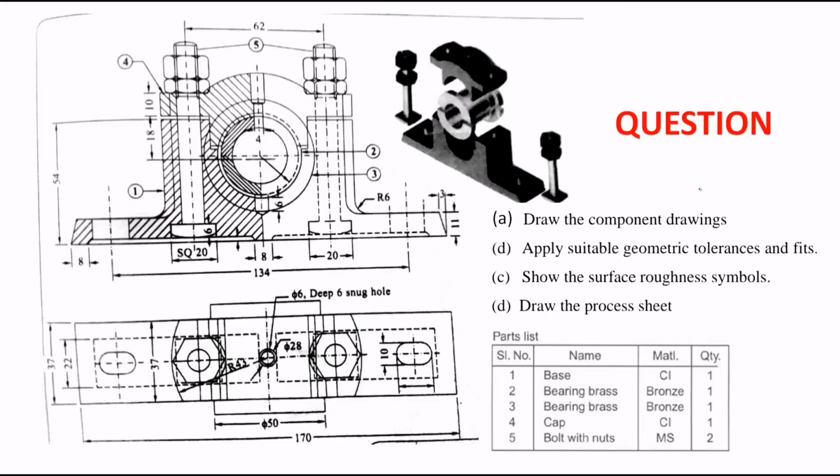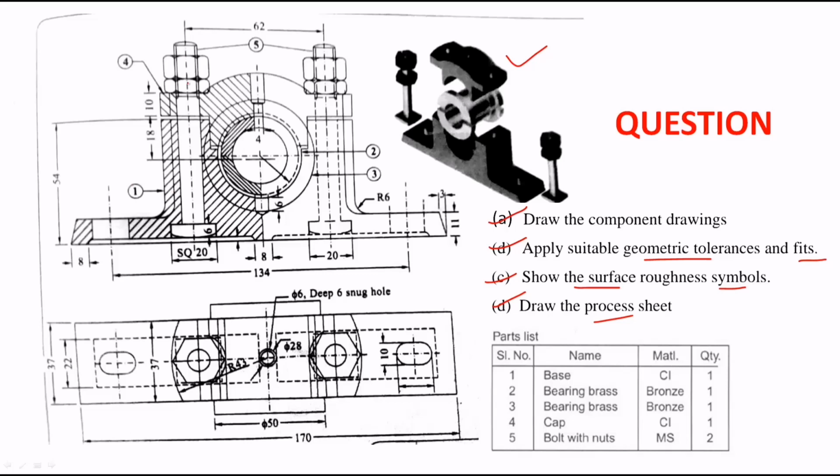So this is a question on the plumber block in production drawing for diploma as well as BTech students. This question illustrates the assembly drawing of a plumber block. In this 3D figure we can understand how the parts are assembled together. The question asks: draw the component drawings, apply suitable geometric tolerances and fits, show the surface roughness symbols, and draw the process sheet. These are the 4 important questions for this production drawing of a plumber block.